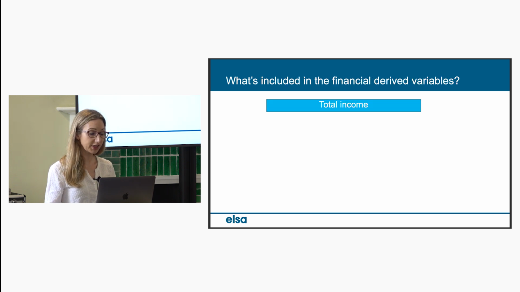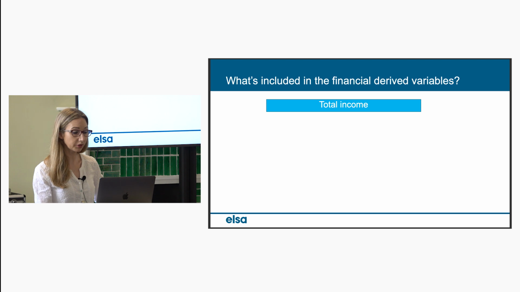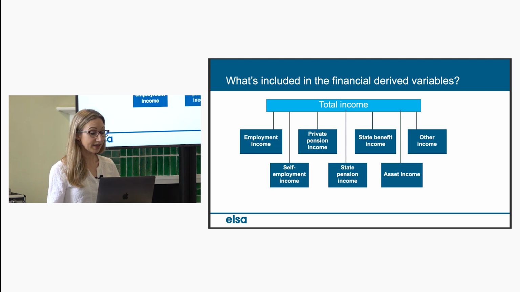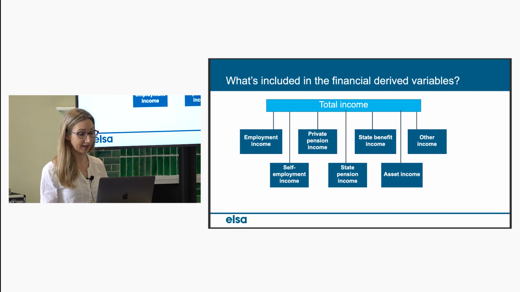So what's actually included in the financial derived variables? So starting with the most aggregated measure, we have obviously total income. Then we split that into 7 different subcomponents. So we have employment income, self-employment income, private pension income, state pension income, state benefit income, asset income, and other income.